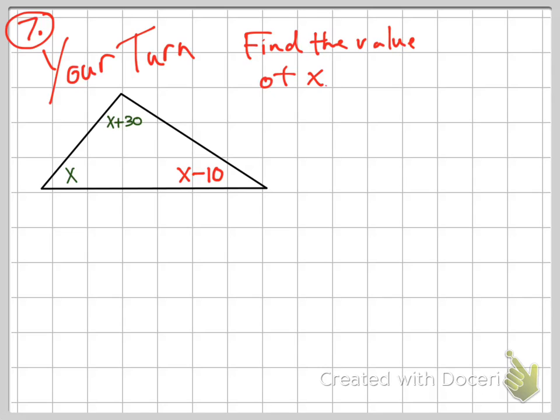You try this one, pause it. Thanks for being so good and for listening to me. Have a good day. Show me your paper when you're done with number 7. I'll tell you if you got these bloody right.